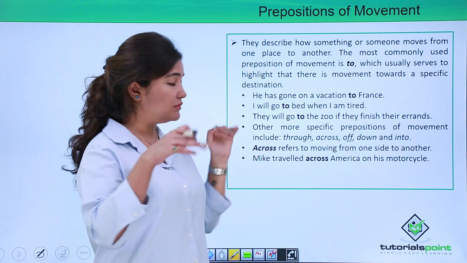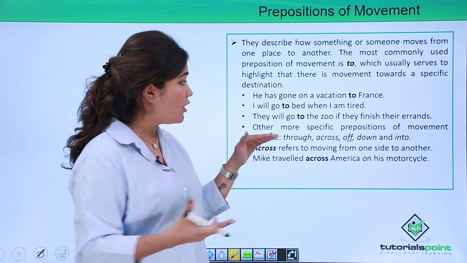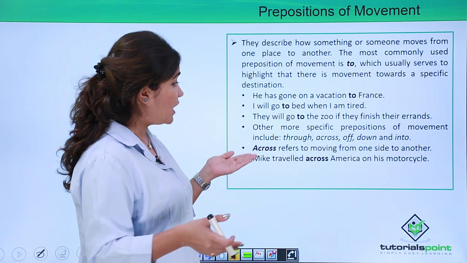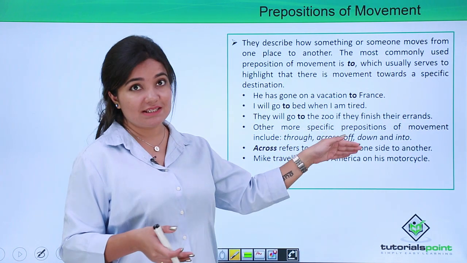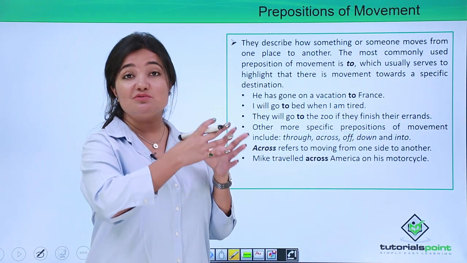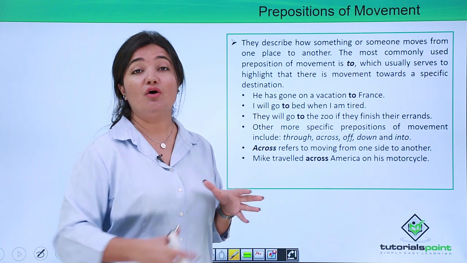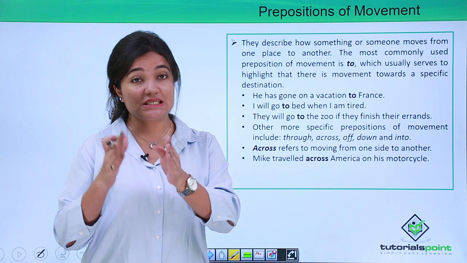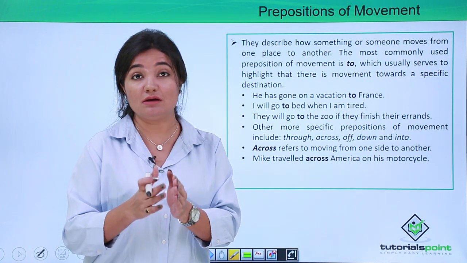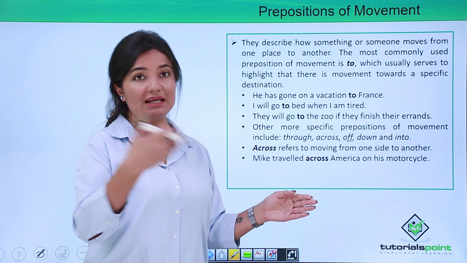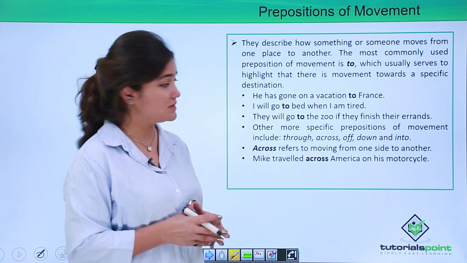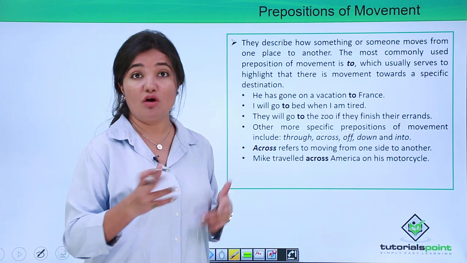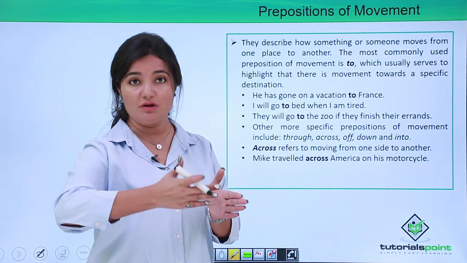Of course, now we can gauge, right? So, when would you use through or when would you use across? Here across refers to movement from one side to another, right? So he swam across the river, or I went across the river. It is specifically indicating a movement from one side to the other side. In that case, you use across. Now, Mike traveled across America on his motorcycle, obviously. So this is again indicating movement.